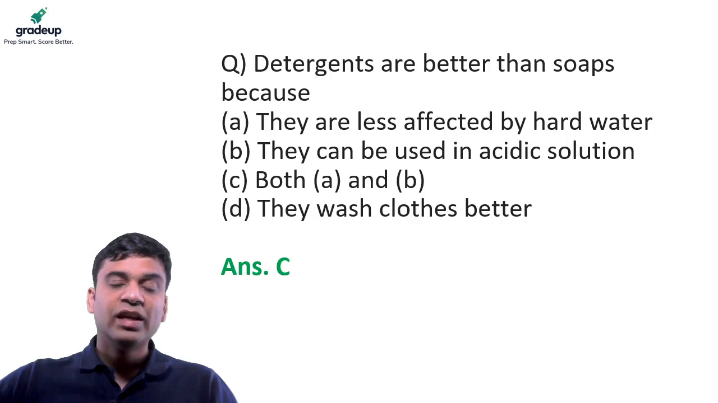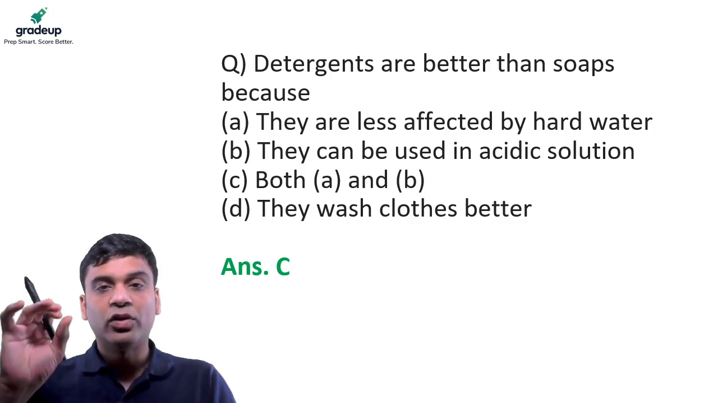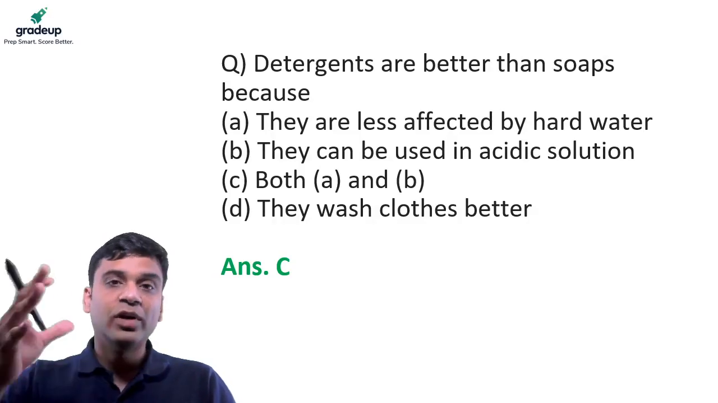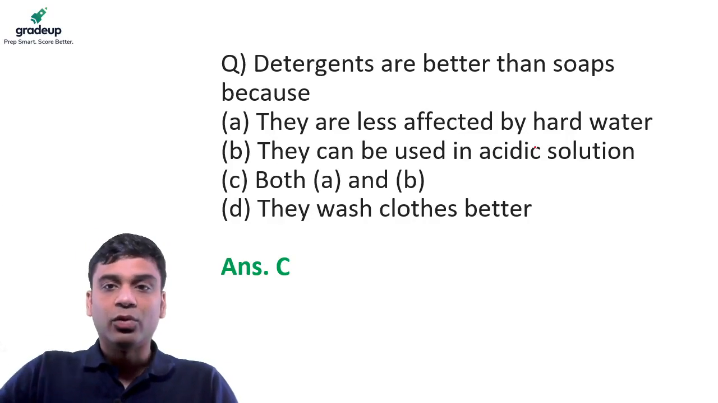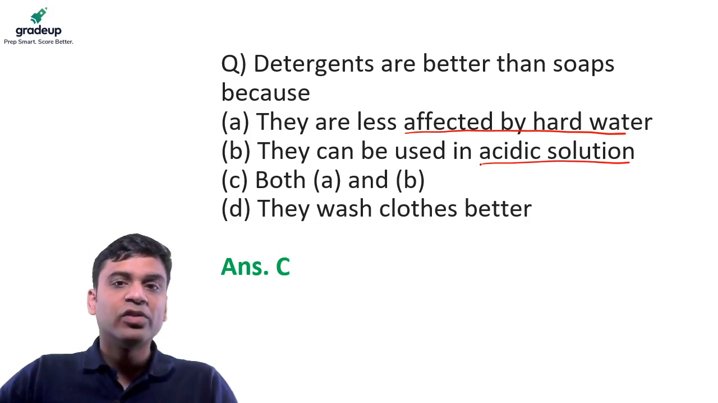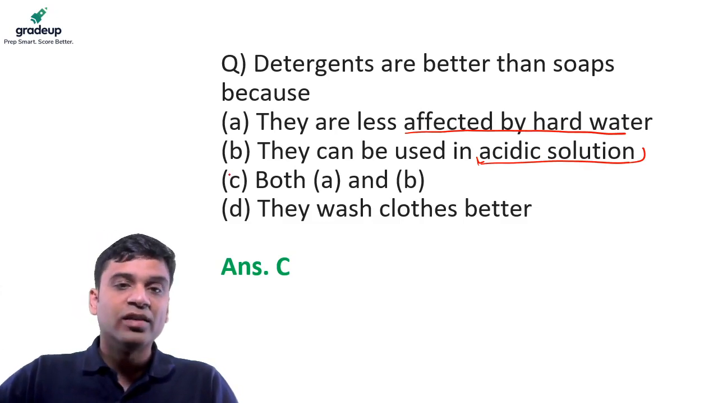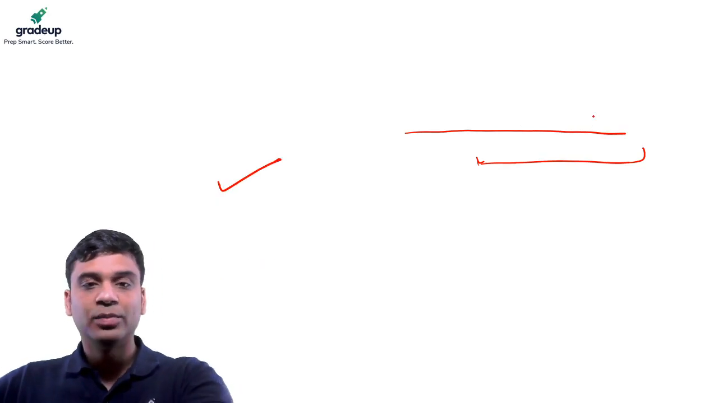As we have discussed, the detergents are obviously better than soaps because they are not affected by the hard water, because the sulfonate group which is there doesn't form precipitates with the carbonates and bicarbonates of calcium and magnesium. So they are less affected by the hard water. And they can also be used in acidic solutions, because the sulfonate group is also acidic in nature, and in acidic solutions there are no adverse reactions. So the answer is both A and B. I think the answer was visible.